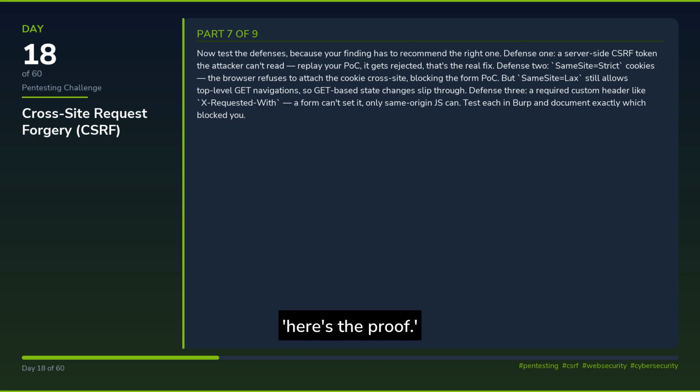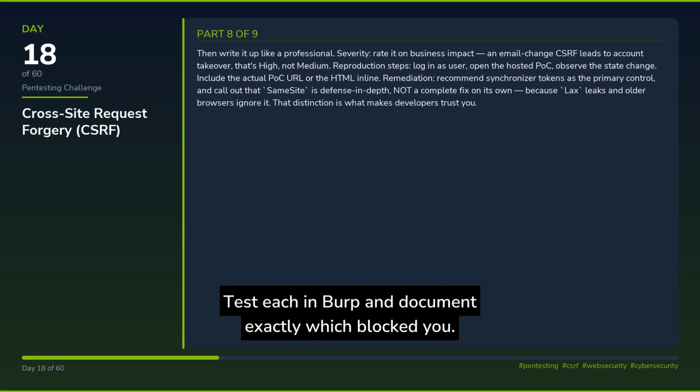Now test the defenses, because your finding has to recommend the right one. Defense 1, a server-side CSRF token the attacker can't read. Replay your POC, it gets rejected, that's the real fix. Defense 2, SameSite=Strict cookies, the browser refuses to attach the cookie cross-site, blocking the form POC. But SameSite=Lax still allows top-level GET navigations, so GET-based state changes slip through. Defense 3, a required custom header like X-Requested-With, a form can't set it, only same-origin JavaScript can. Test each in Burp and document exactly which blocked you.